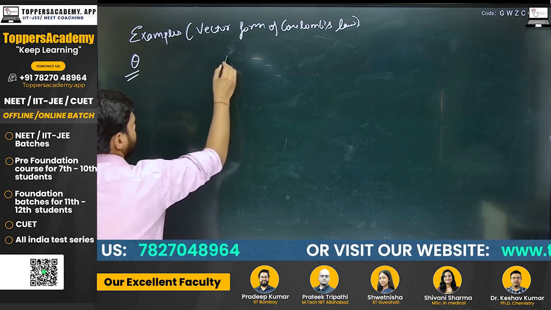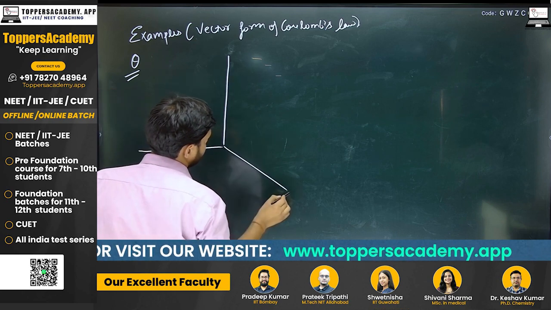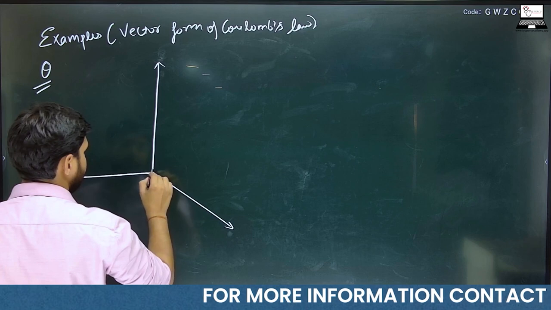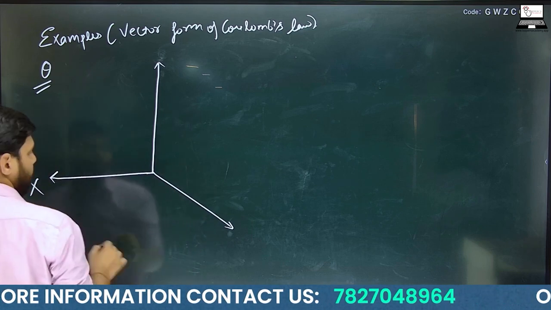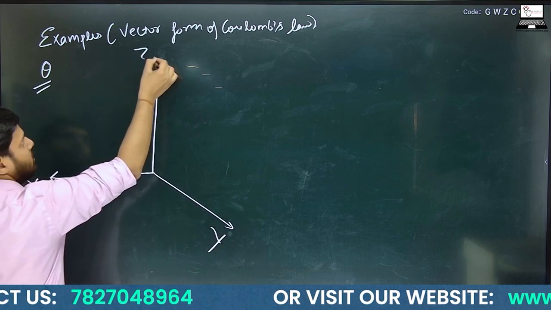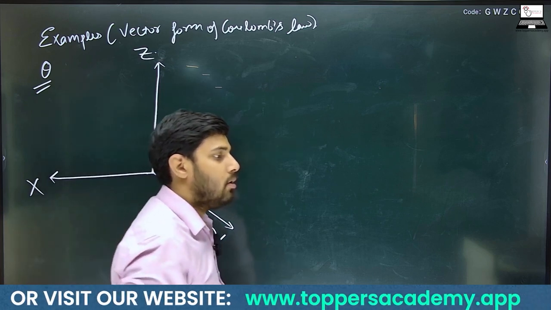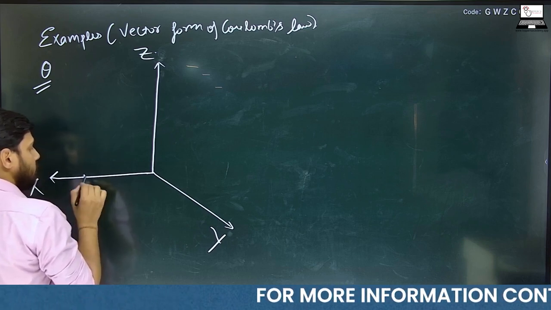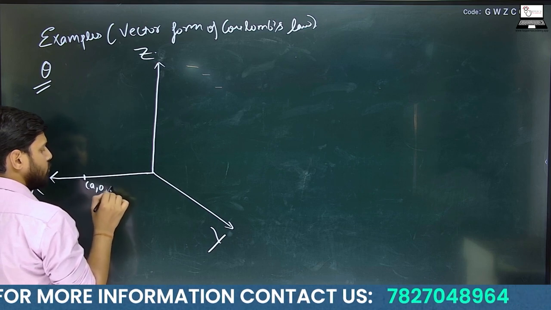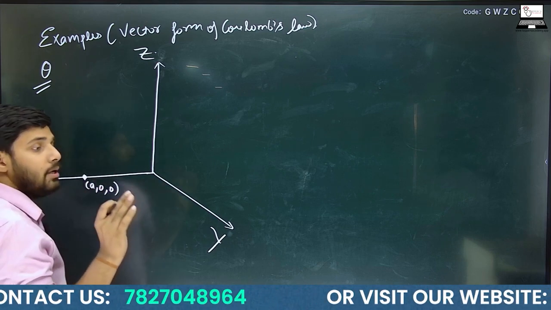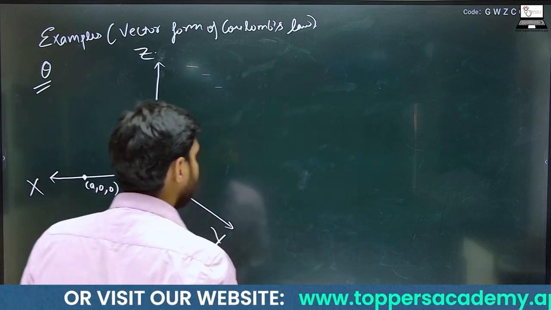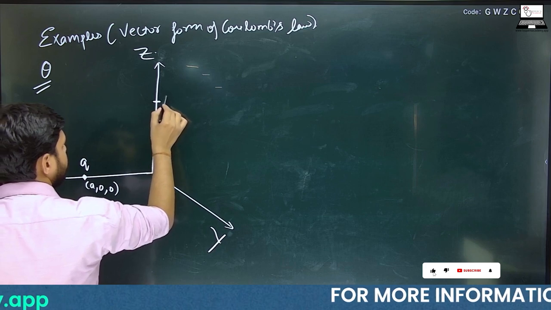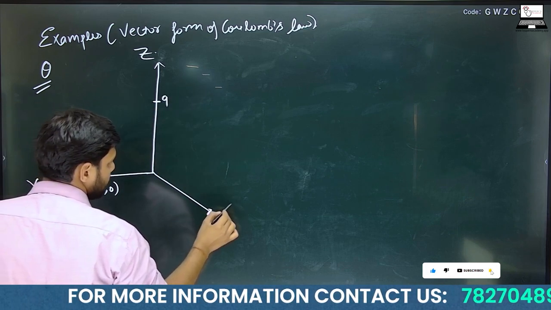What is the example actually? Let us suppose we have three axes. X is here, Y is here, and let us suppose Z is here. At a distance A, let us suppose this is (A, 0, 0), there is a unit charge, which we can call Q. In the same way, here is also a charge Q, and here is also a charge Q.